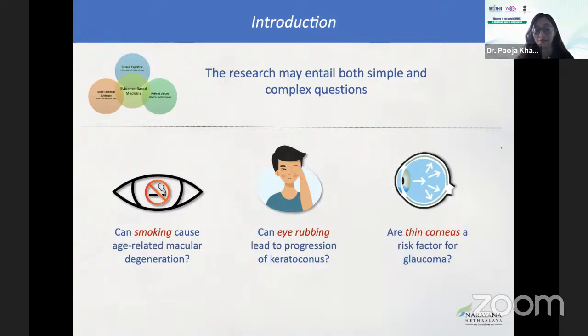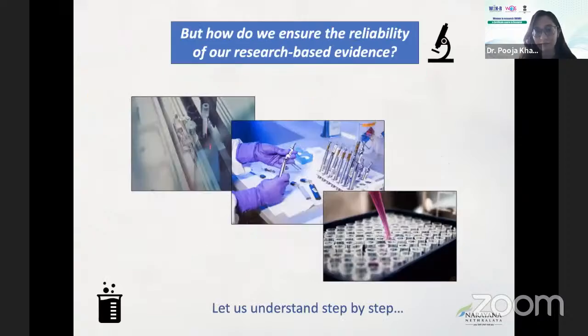It was a question a few years back, but now I think almost the entire world has started believing that yes, eye rubbing is related to progression of keratoconus, and if we stop eye rubbing, we can halt the disease, or we can arrest the progression, or at least prevent the progression. And the third question everyone knows is, are thin corneas a higher risk factor for developing glaucoma? So everything is there, but how do we make sure that there is reliability of our research-based evidence?